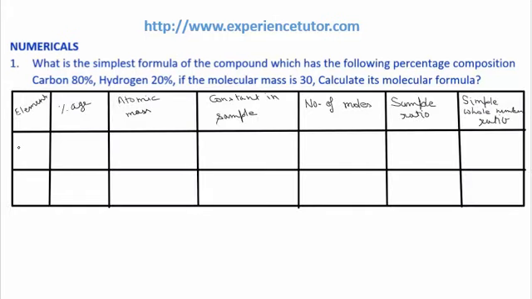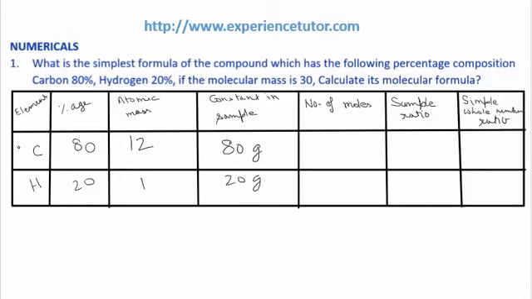From the question, now let us fill up the table. So, element is C and H. Percentage is 80 and 20. Atomic mass is 12 and 1. Constant and sample is 80-20.